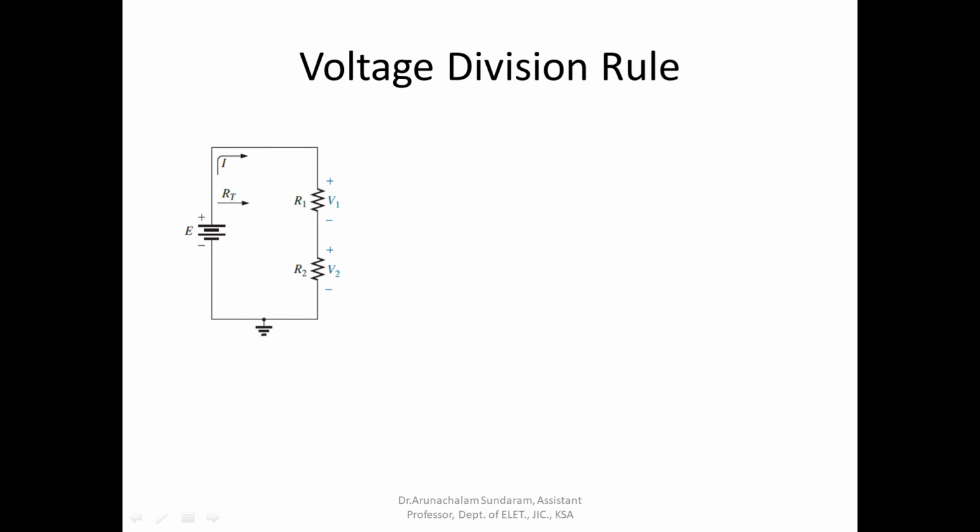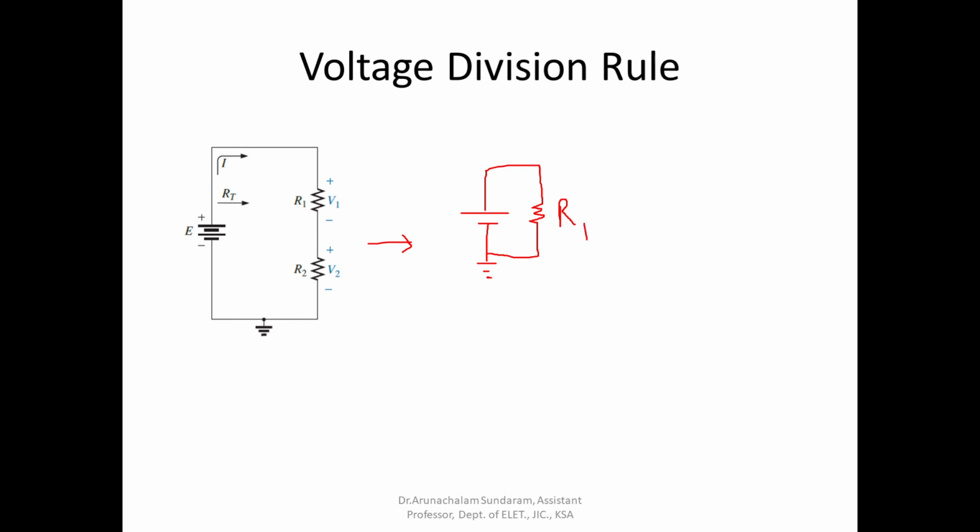Now what do you mean by voltage division rule? Again, I'm going to ask you to solve this circuit. How do you solve this circuit? First, we have to draw an equivalent circuit. From the equivalent circuit, this resistance is called R total. What is R total in this circuit?